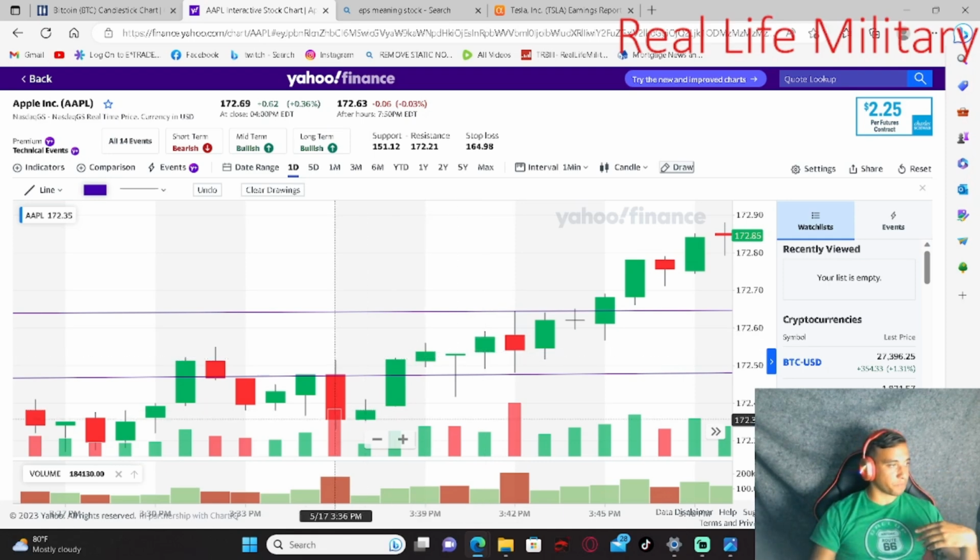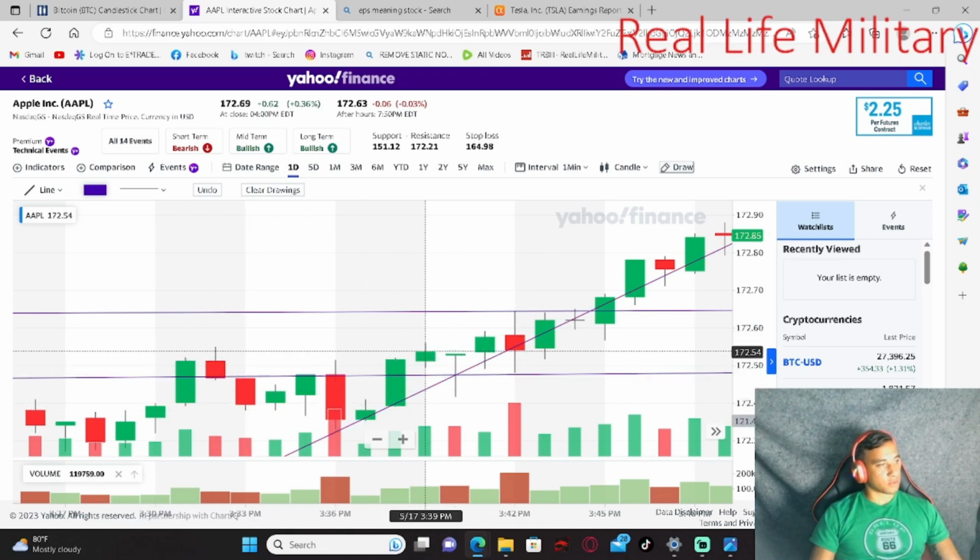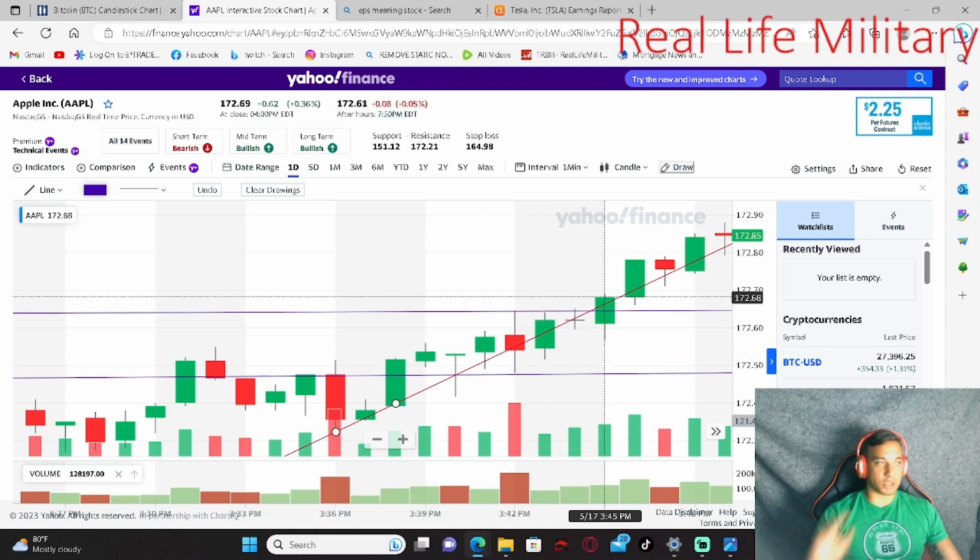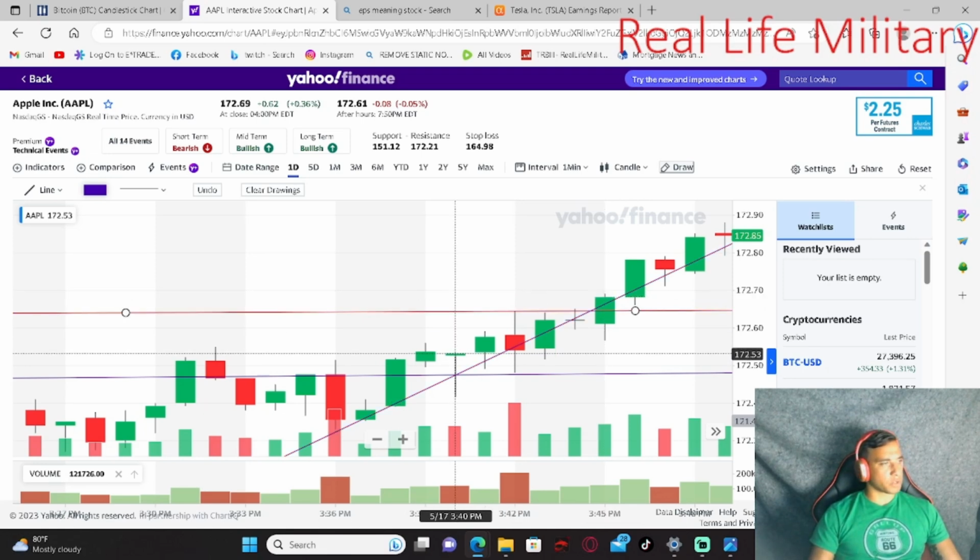You can even put another one here to see if it goes under this resistance. So you get another bar. So once it breaks this first one, you know, this could be a bullish move. Then it breaks it again and breaks through another one and just keeps on going up. So that's pretty much charts.